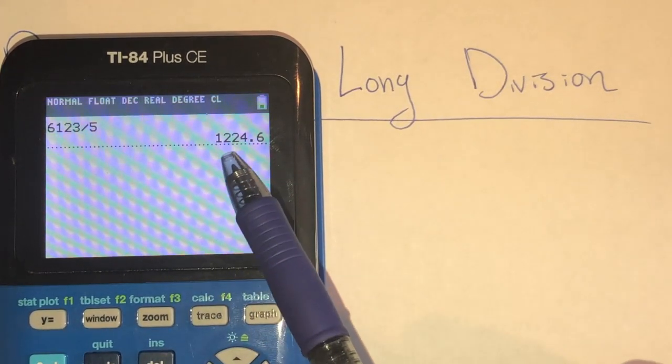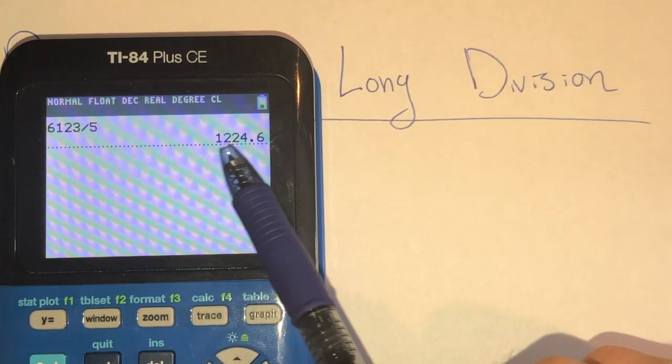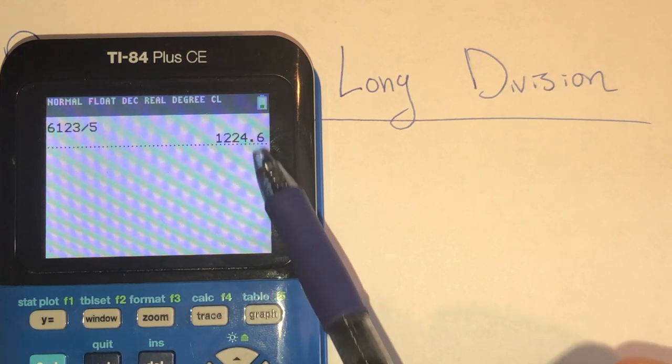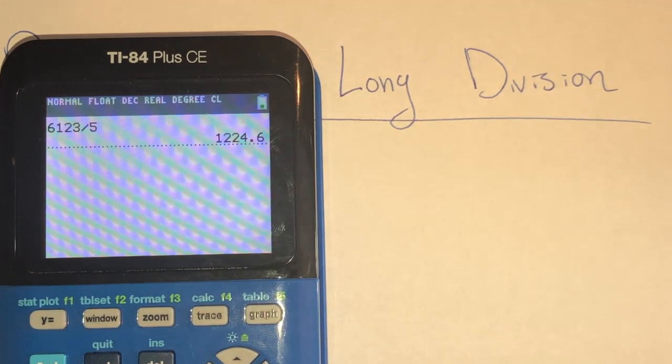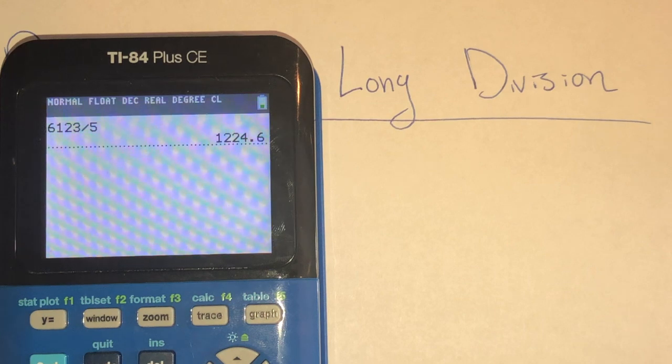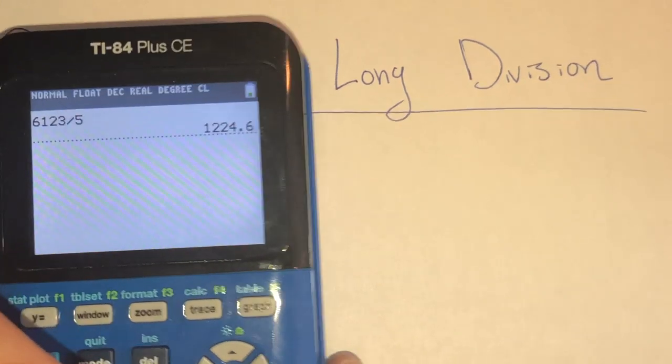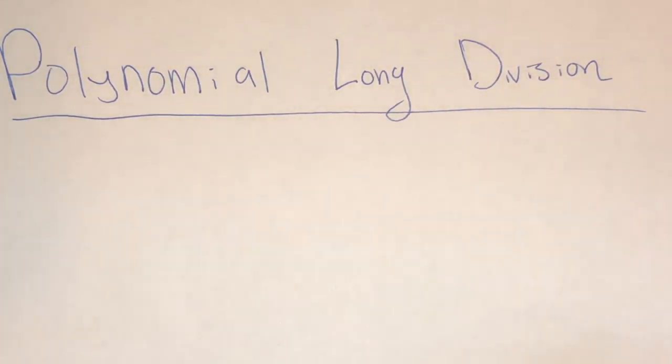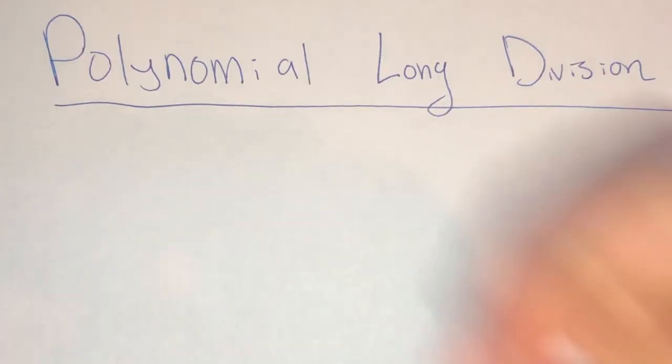And we might remember when we do division, we also always get the quotient, in this case 1224, and the remainder, 0.6. All right, but what does that 0.6 look like when we do long division? Well, I'll show you right now. Okay, so I'll show you what this looks like, okay?